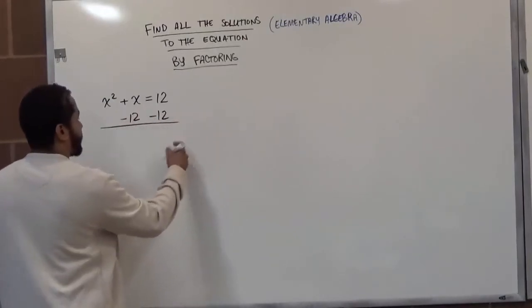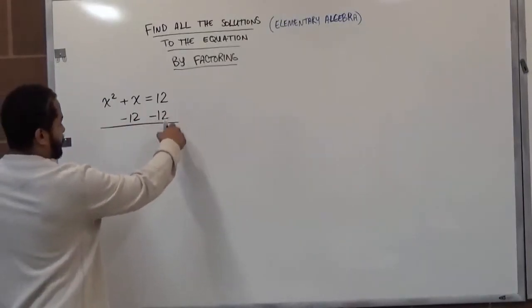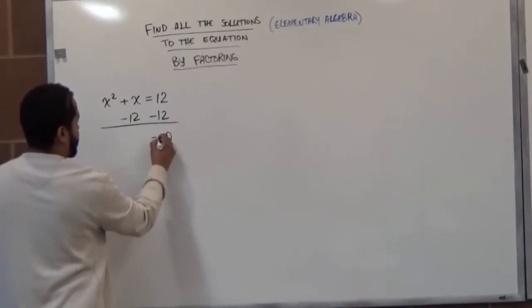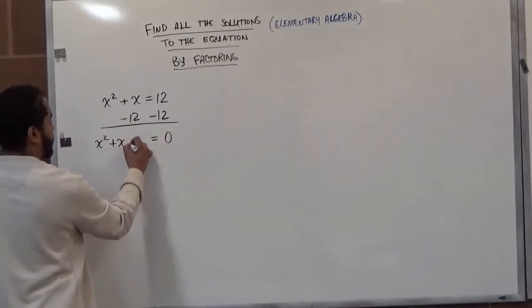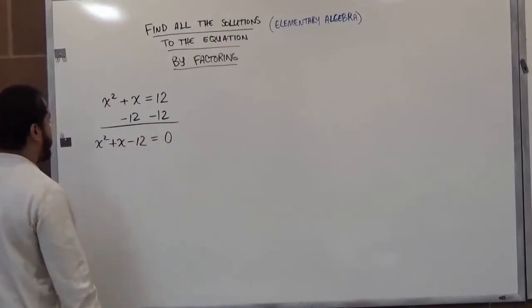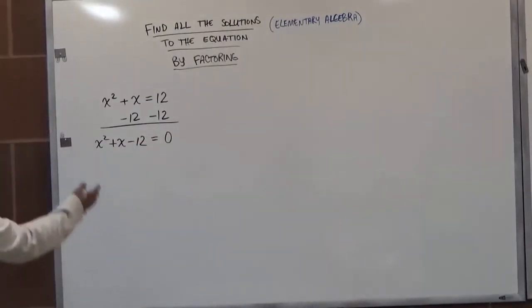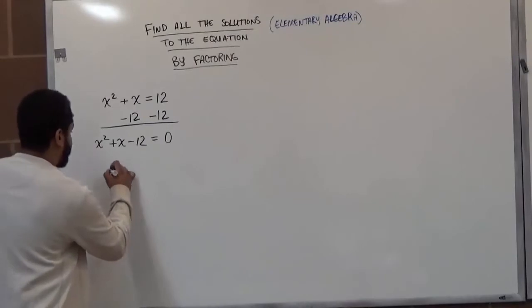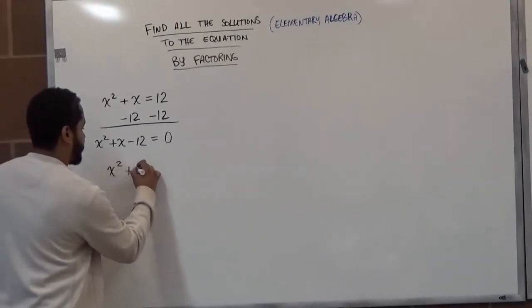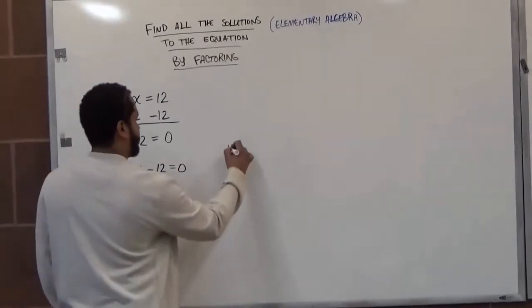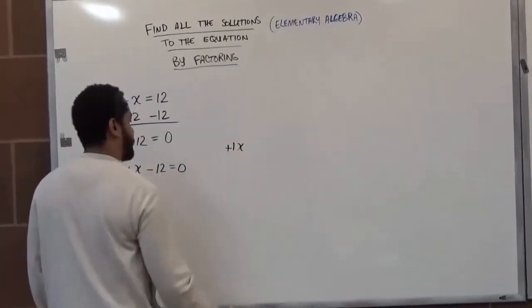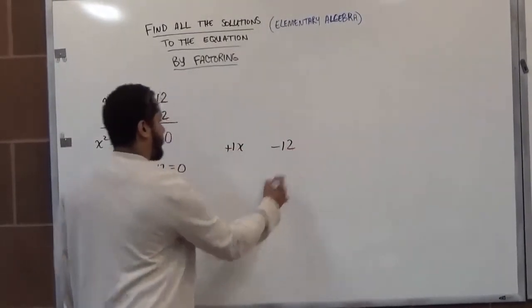Now when we subtract 12 from both sides, one side is going to have the two 12s cancel out, which gives us a 0. On the other side, we're going to get all three terms. So we have x squared plus x, take away 12. Now that we have everything on one side, we'll take a look at the middle term and the final term. Our middle term is positive 1x, and our final term is negative 12.